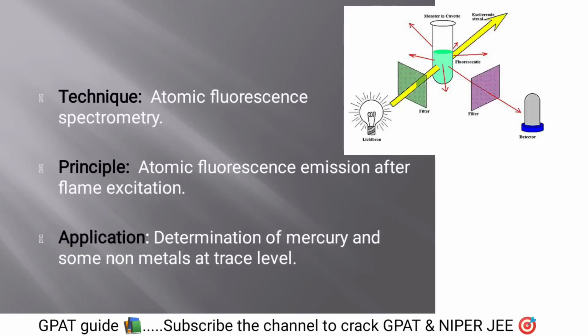Next technique is the atomic fluorescence spectrometry, which is based on the principle of atomic fluorescence emission after flame excitation. Application of this technique is the determination of mercury and some non-metals at trace level.